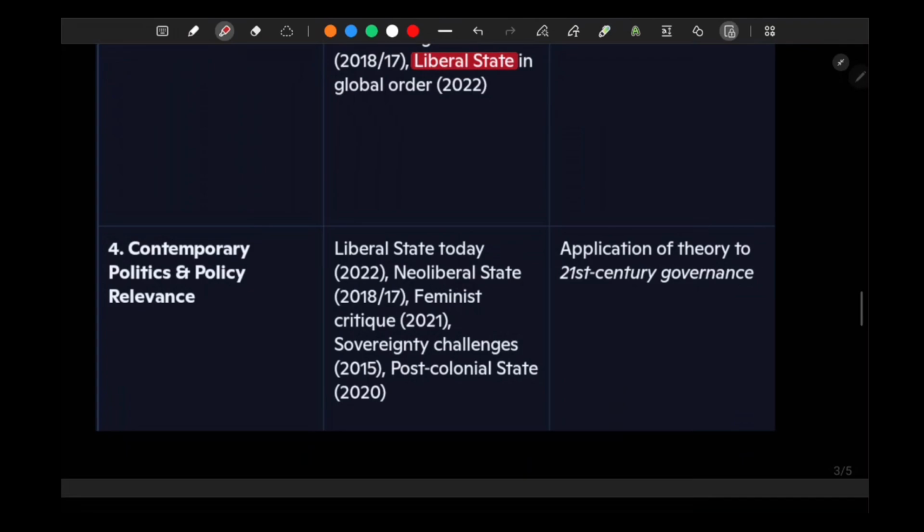In contemporary politics, again, the feminist question. UPSC has a habit of asking questions about women. Again and again, there have been questions on women. Then again, post-colonial states, everything that is downtrodden, UPSC will ask questions on that.